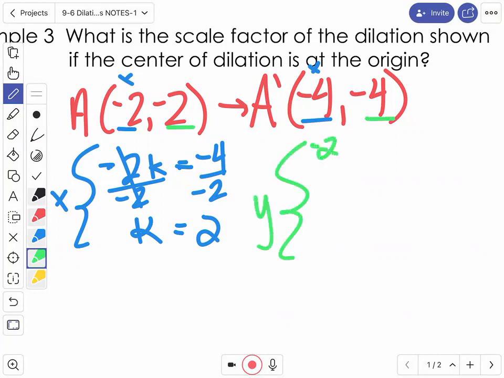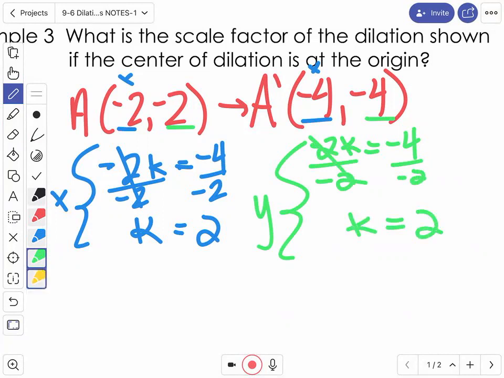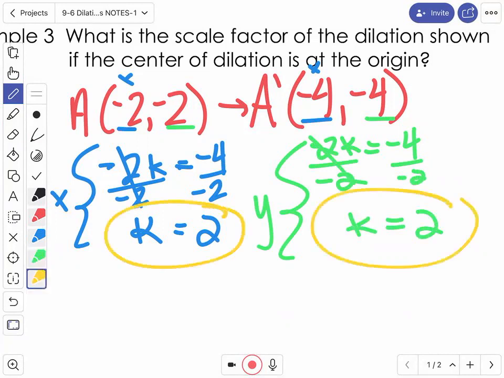Same idea, -2 times my scale factor is -4. Divide out that -2, and my k is 2. So there is our scale factor, a 2, for the point A's. We need to check all 3 points to make sure they all have the same scale factor.